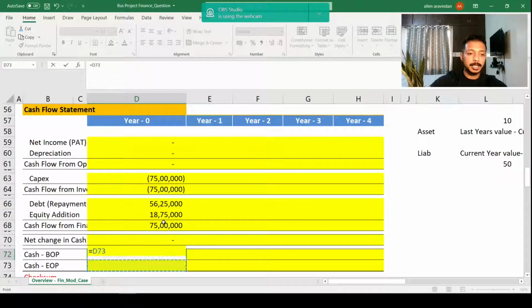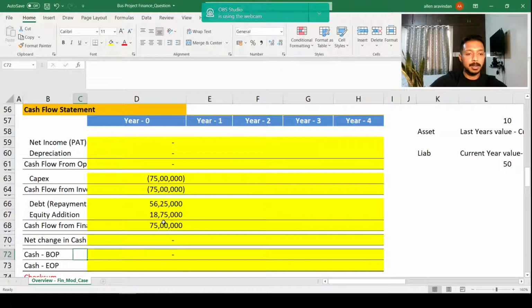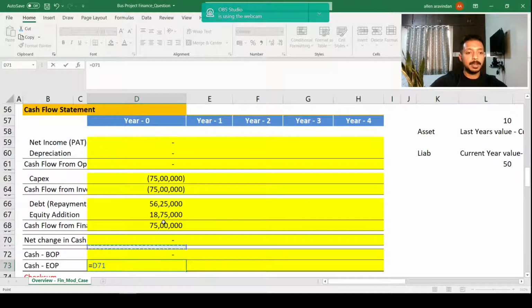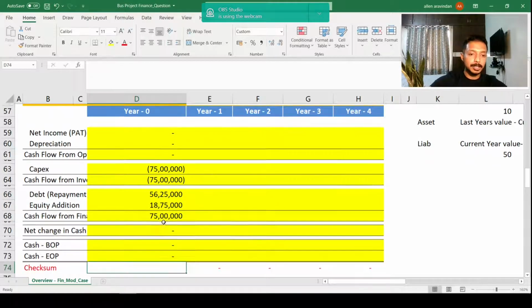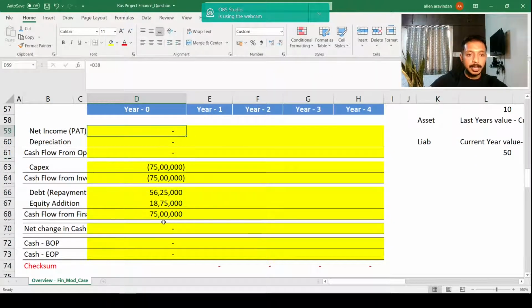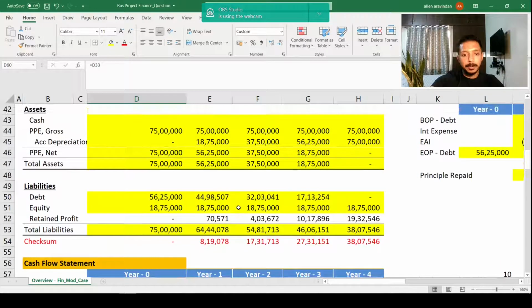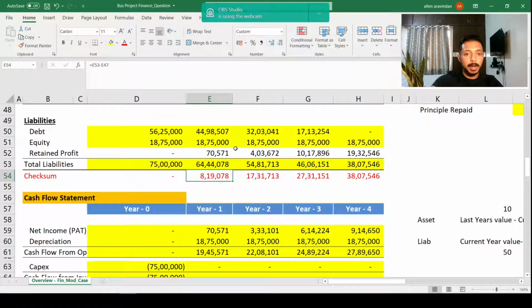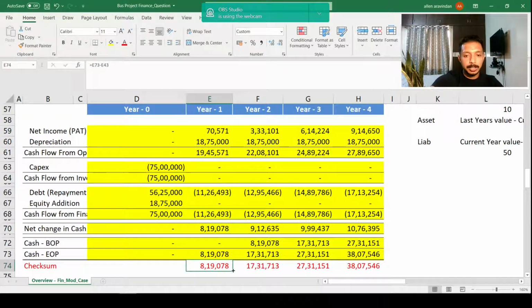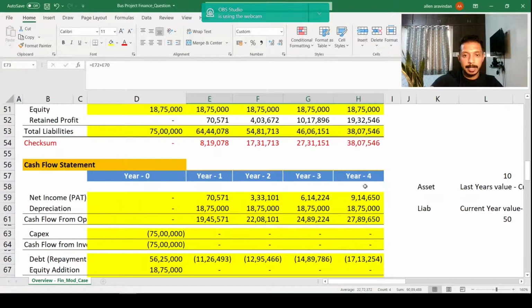Now BOP cash is, just like the debt calculation, the beginning period value, which is the ending period value of the last year. EOP will be the beginning period value plus the net change in cash. Now just take all the values for year 0, copy it with Control C, and paste it across to year 4. If you see here, the amount by which the balance sheet does not match actually matches with your checksum. If you see the ending period values, they will exactly match.